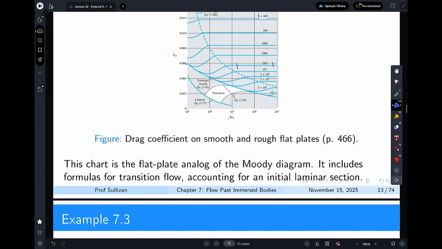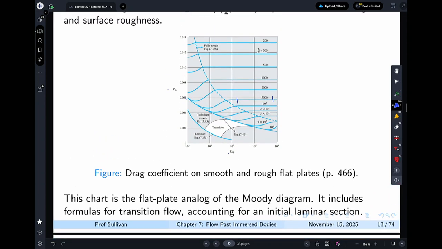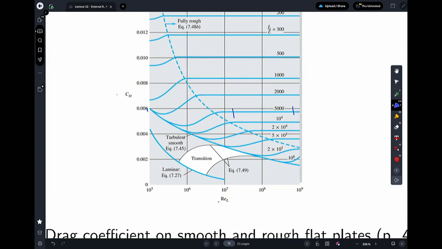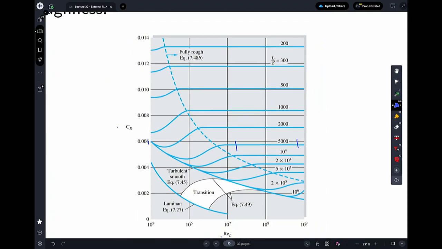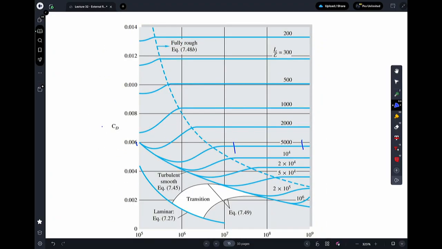Yeah. So where are the blue iso lines, like indicating here? So this dash line or the other lines? Sorry, these lines right here? Yeah. Those lines are different roughnesses. So again, L over epsilon, not epsilon over L.